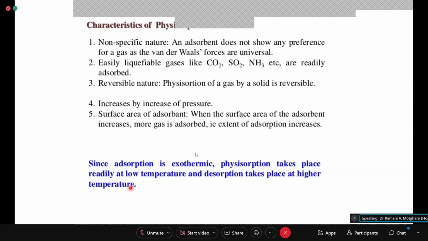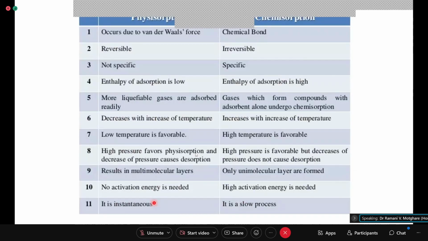Why? Because at very high temperature, the molecules attain energy to get desorbed from the surface, and that is why it undergoes desorption at high temperature. So, if you have distinguishing features: physisorption occurs due to van der Waals forces, chemisorption due to chemical bond. Physisorption is reversible. Chemisorption is not truly reversible; you may call it irreversible.